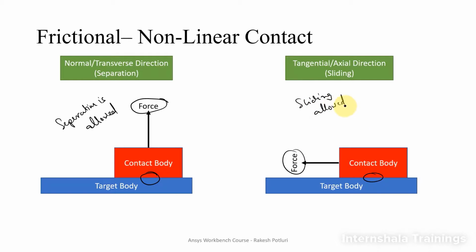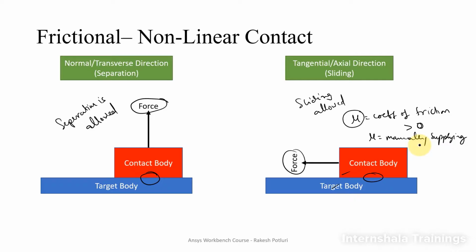But you might ask, what is the difference between frictionless and frictional? As the name suggests, here you are going to have a mu value, that is, the coefficient of friction value, greater than 0. That means there is some kind of friction between the contact body and the target body, so the sliding will not be as smooth as in the frictionless contact. That is the only difference. Here you will have to manually supply the mu value. So this is the frictional nonlinear contact.